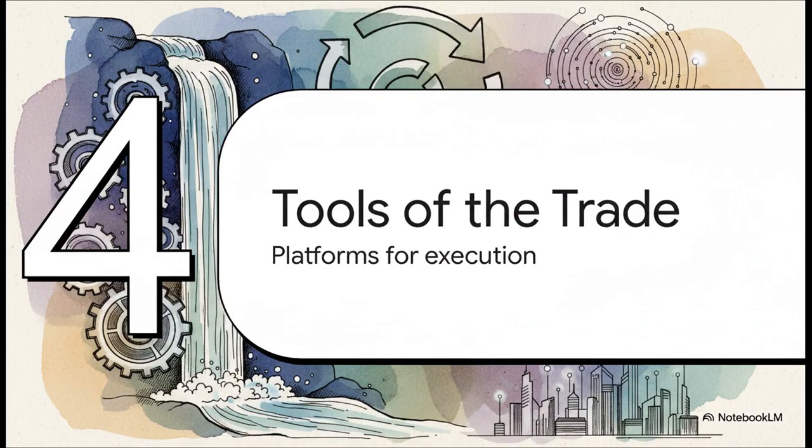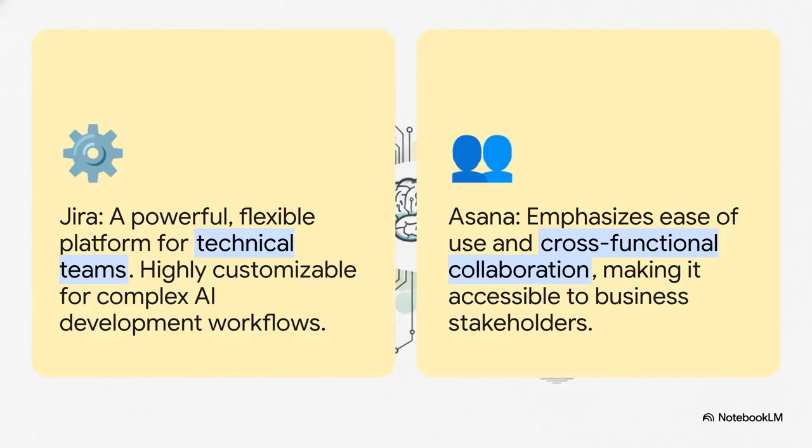So we've covered the philosophies, the frameworks, all the big ideas. But how do you actually put them into practice? Chapters 10 and 11 give us a preview of the tools of the trade, the actual digital platforms where the work gets done. The course dives into two of the biggest players. In Chapter 10, there's Jira, which is this incredibly powerful tool that's super customizable for technical development teams. Then Chapter 11 covers Asana, which is all about ease of use and is fantastic for keeping the non-technical folks, the business stakeholders, in the loop.